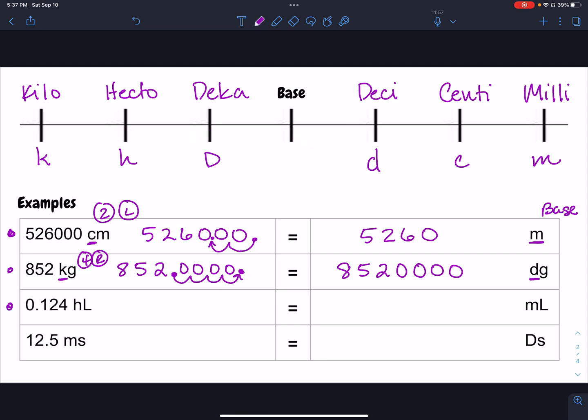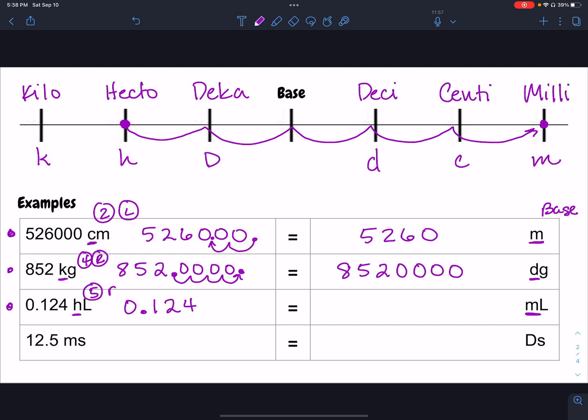All right, so let's try another one. We have 0.124 hectoliters, and we're going to be converting that to milliliters. All right, so I go up to my line, I find hecto, and then I find milli, and I'm going to do my conversion, but first I'm going to rewrite my number. Actually, I'm going to give myself a little bit more room. 0.124, and there's my decimal. All right, I go to my line. I'm going to move 1, 2, 3, 4, 5 jumps this time. So 5, and I move to the right.